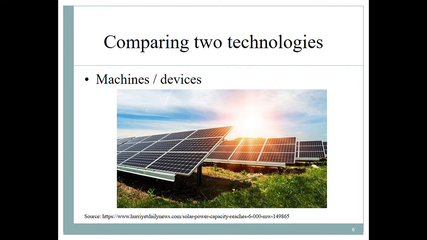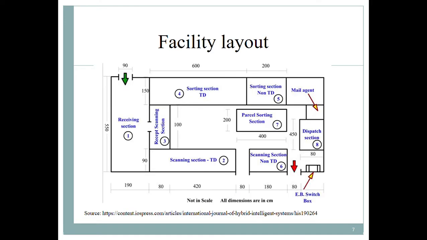I have seen some people who are making some comparison between two different technologies. For example, they want to compare using solar energy with another traditional energy, and they want to mention the advantages and disadvantages of both technologies. And they say, for example, that solar energy is better. This is not enough to be research. This is another example of work that is not research.